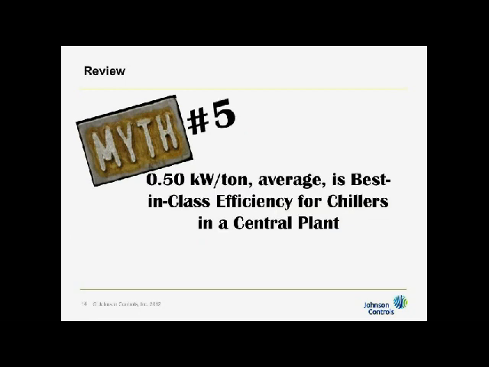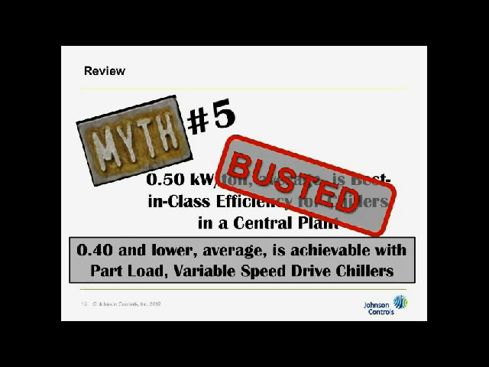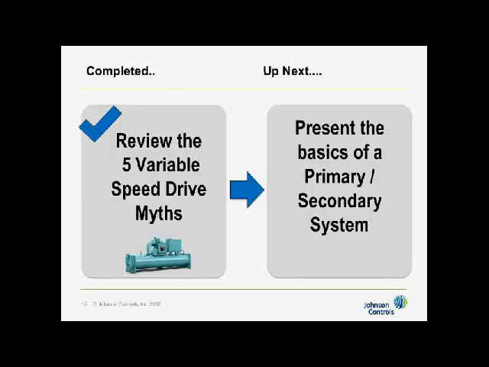Myth number 5, a 0.5 kW per ton average best-in-class chiller plant. Is this a best-in-class chiller energy plant? No, that was busted because a variable speed drive average can be at 0.35 to 0.4. Points as low as 0.2 kW per ton can be hit, so that one is busted. So that was the 5 myths.